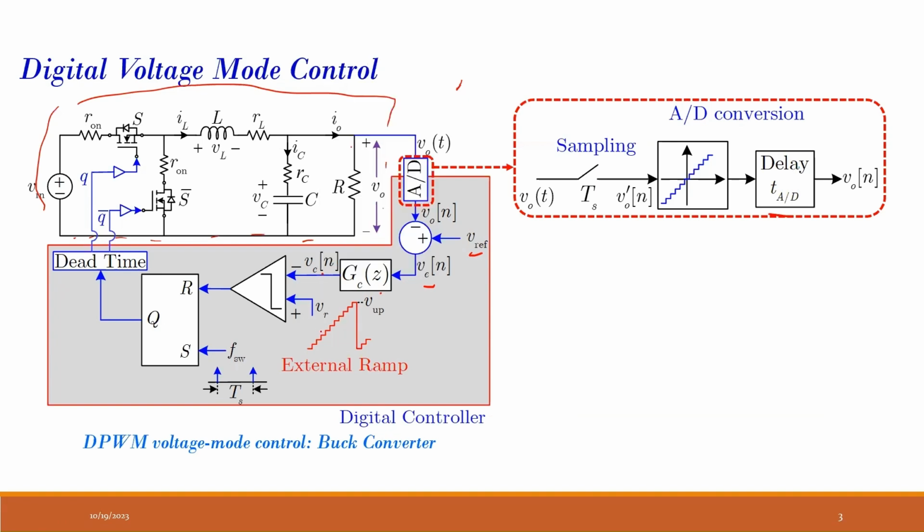So that control signal is compared with my ramp, with my counter ramp. And that will generate the instant when I must trigger the reset. And the set pulse comes periodically, and that generates my gate signal Q. So this is a very basic overview structure of DPWM voltage control.